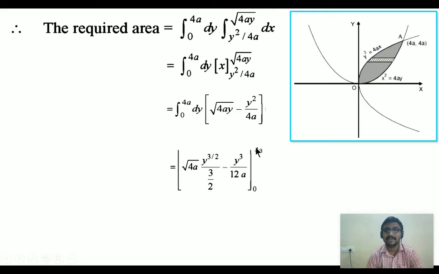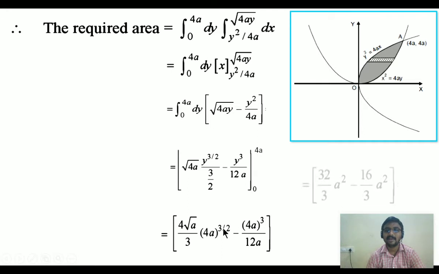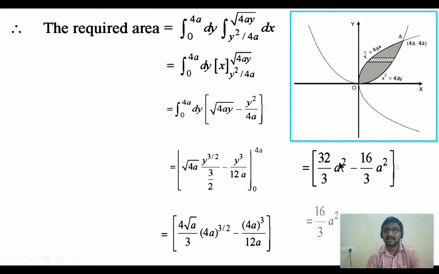Now we have to replace the upper limit as 4a and the lower limit as 0. Substituting the upper limit and then the lower limit and then simplifying, we will get the result as 32a square by 3 minus 16a square by 3, which is 16a square by 3, with 3 as the LCM. So it is the required area bounded by the two parabolas.